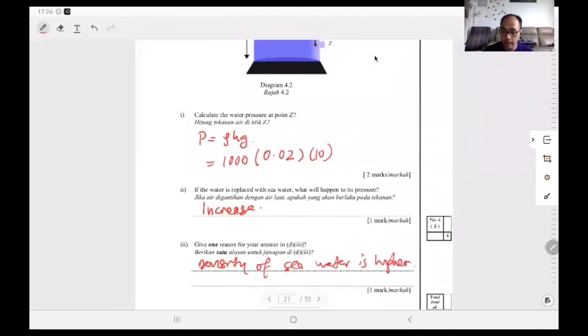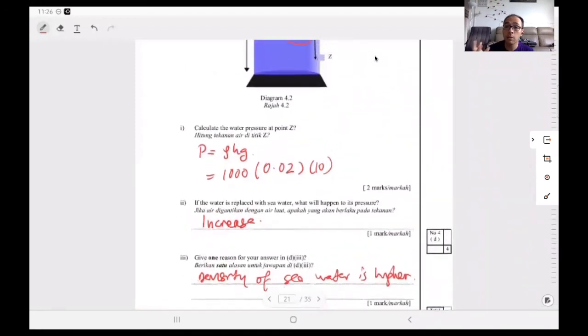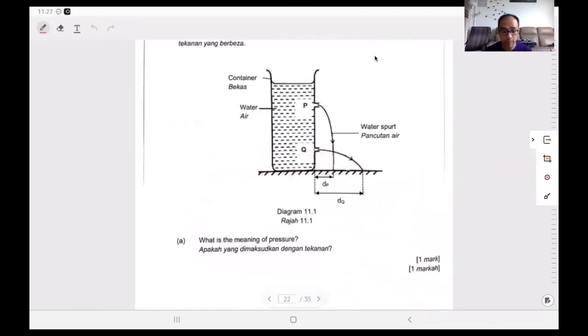Okay, the density of seawater is higher. Yeah lah, because normal water has nothing inside. Seawater has water and salt, so yeah lah, higher density lah. Duh.